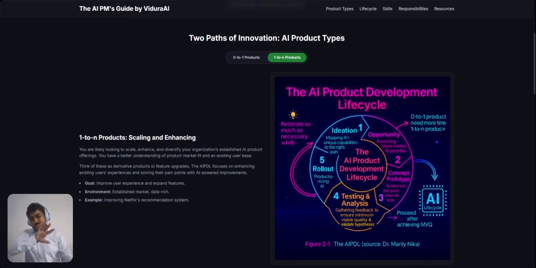To recap, at 0 to 1 the challenge is transforming a blank canvas where new technology meets real user problems. You might not even know who your user is yet. Your goal is to discover and validate a new market in a high uncertainty and experimental environment. Think of joining an early stage self-driving car startup. You are literally creating a market that didn't exist before.